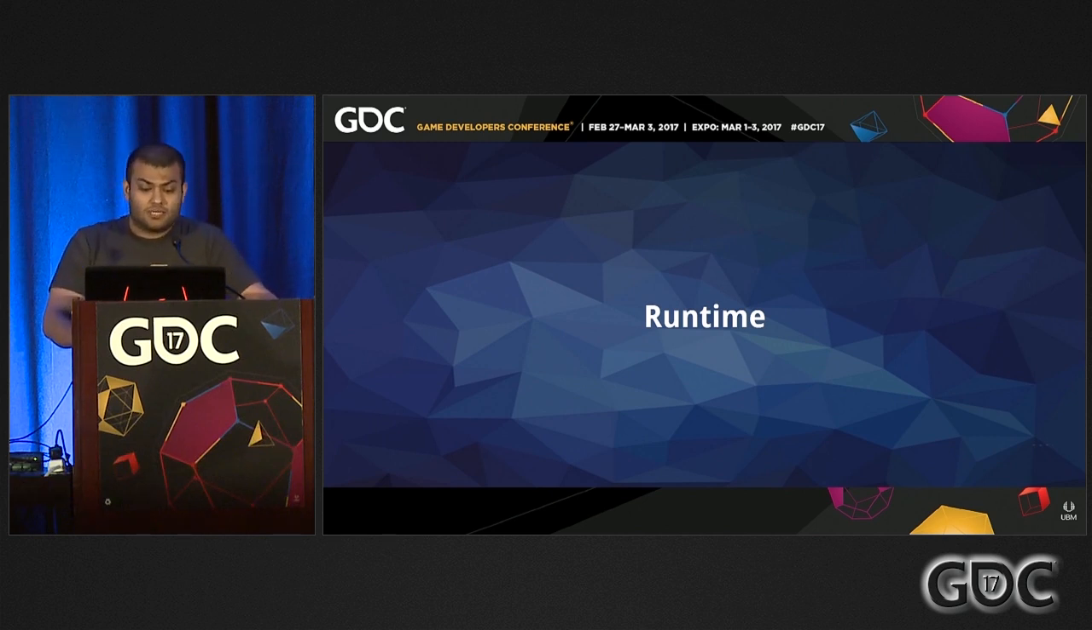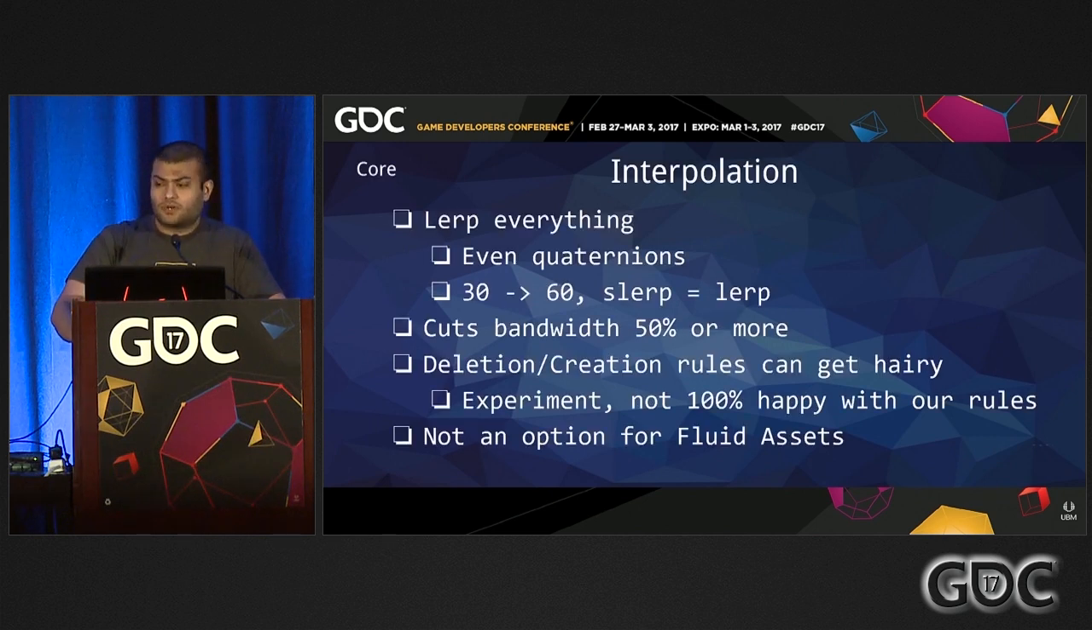Okay, so let's talk about the runtime now. So the first thing that we implemented was interpolation and lerping for everything, even the quaternions. We were able to drop most of their animations from 60 frames per second down to 30 frames per second. This allowed us to obviously cut the bandwidth in half right away. For far distant objects, you can interpolate even more and kind of get away with it because they're obviously not so big on screen.